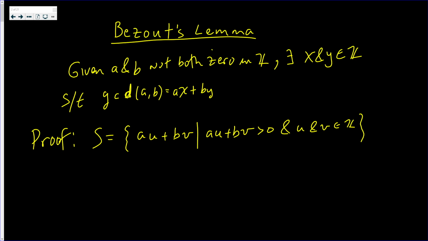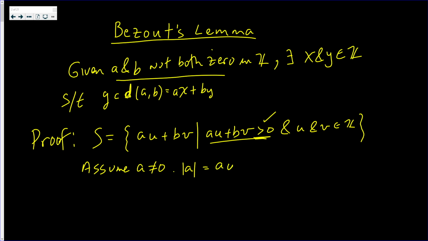Now, I want to show that S is a non-empty set. Keep in mind, S only contains positive integers. Since a and b are not both 0, assume that a is not 0. Well, a can be positive or negative then. I want to show that something's in here, and that something must be positive. The absolute value of a is positive, and this is equal to au plus b times 0.